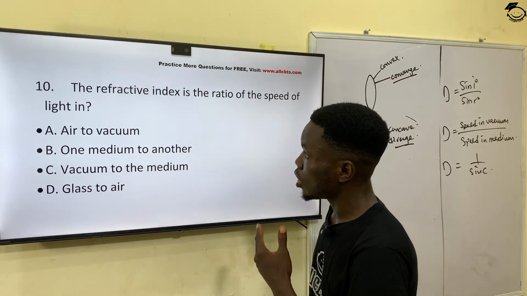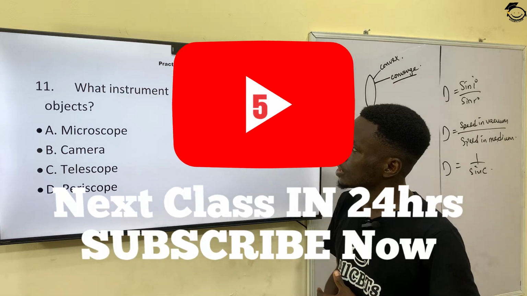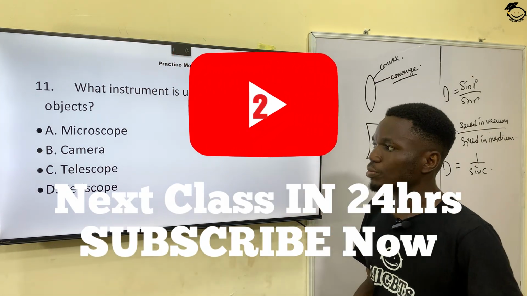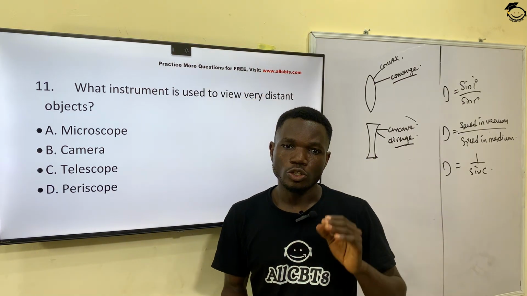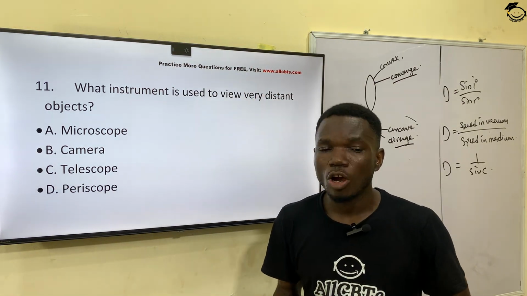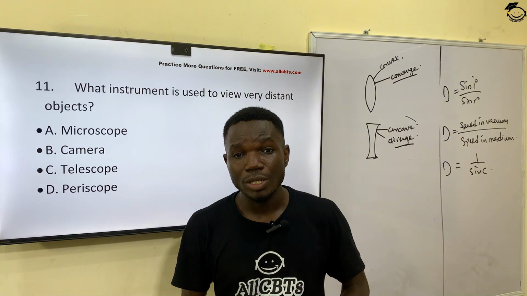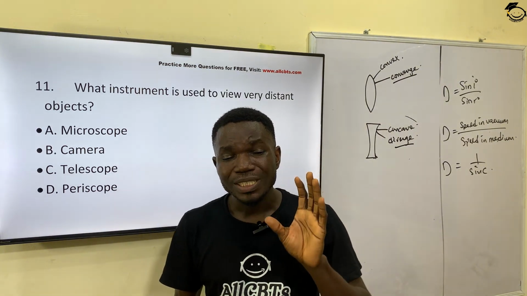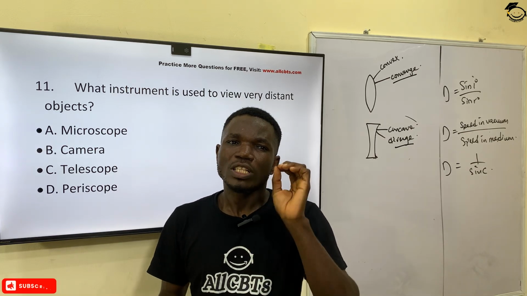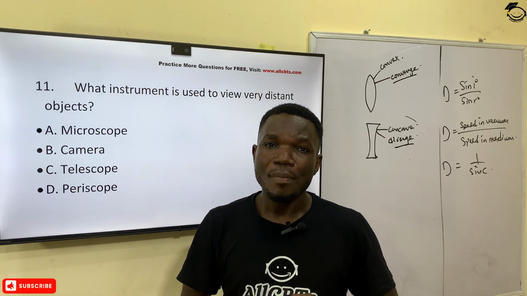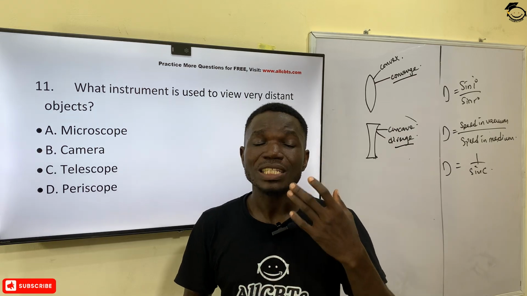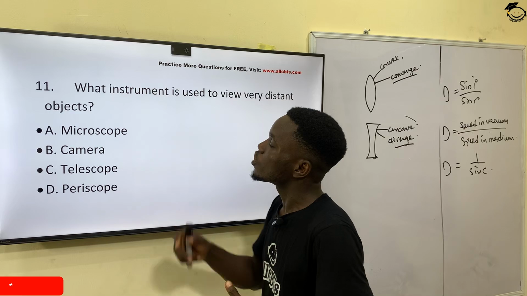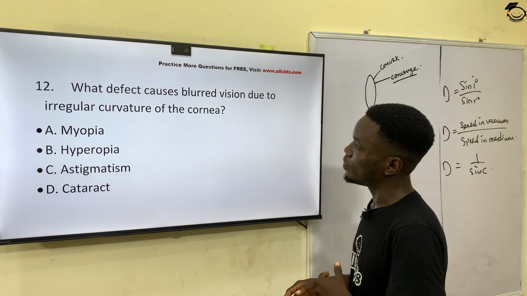So that is question number 11, which says, what instrument is used to view very distant objects? When we were talking about optical instruments, I told you that the telescope is an optical instrument that is used to view distant objects and makes them larger or appear closer. That is the telescope, option C.